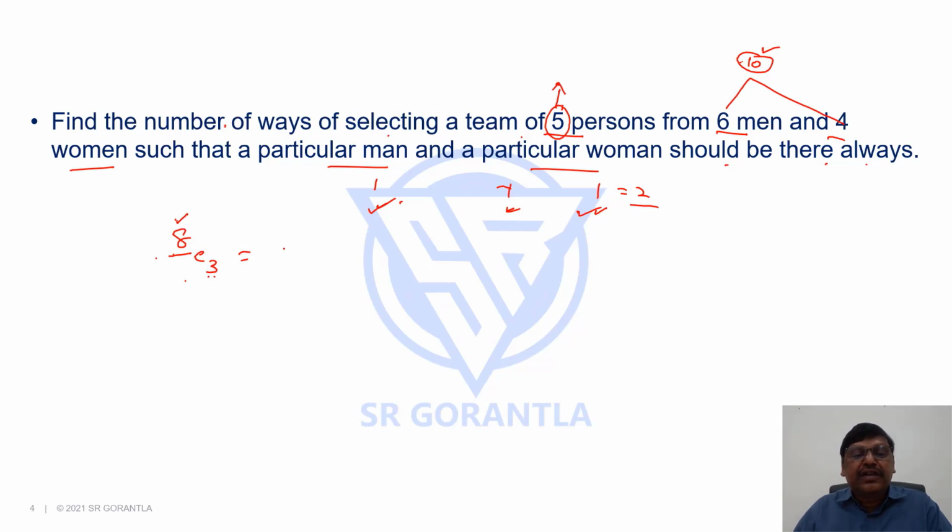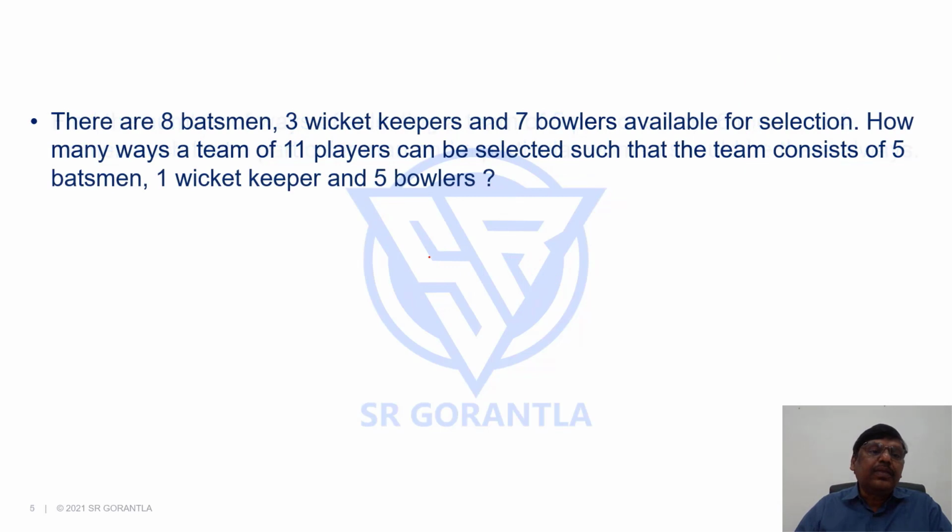8C3. 8C3 is nothing but 8 factorial by 8 minus 3, 5 factorial into 3 factorial. 8 factorial by 5 factorial is 8 into 7 into 6, because again 1 to 5 here, 1 to 5 here will get cancelled, divided by 3 into 2 into 1. 3 into 2 is 6, 6 gets cancelled. My answer is 56. Let's take up one more.